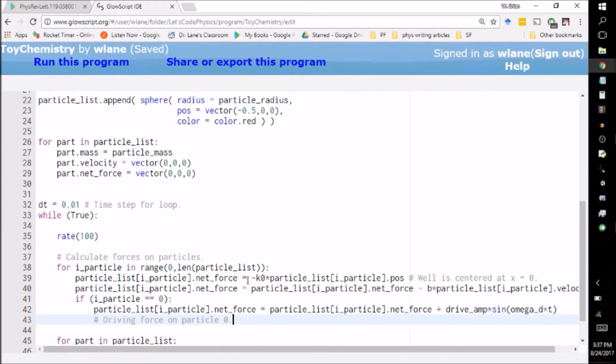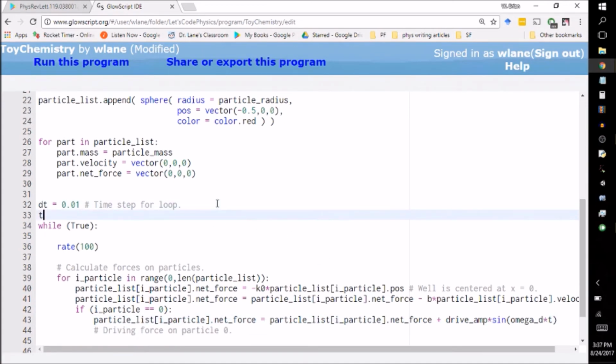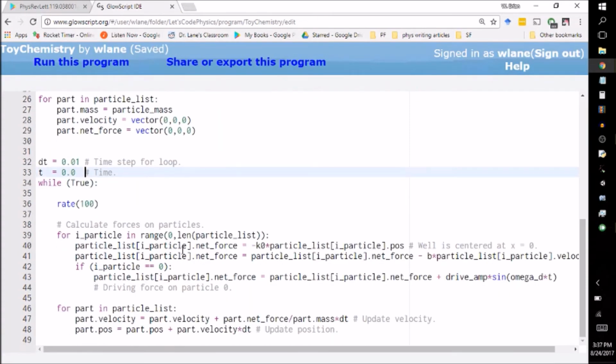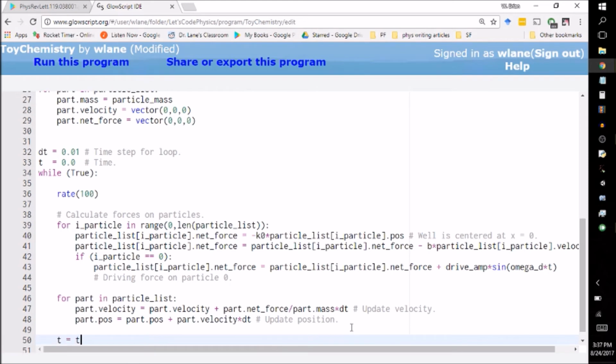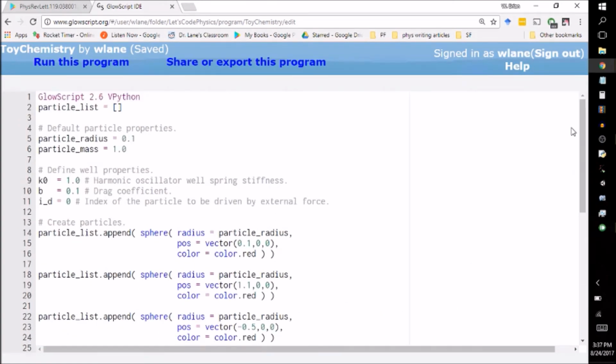So I need to set up a few things. I need to set up drive amp and omega d. We'll copy those so I remember what I called them. And I need to set up the time. So let's go time equals 0. And then I need to update time here. So this is going to be time equals time plus dt. So this is update time. So we'll look to see if I did this correctly. If I didn't, I'll have to fix it in the next video because we are getting close to the 10-minute mark here.